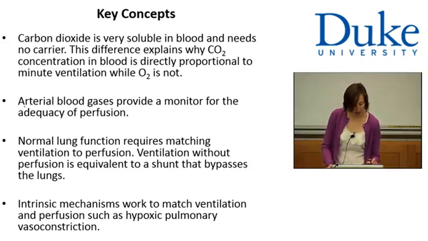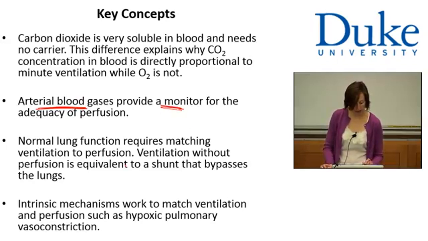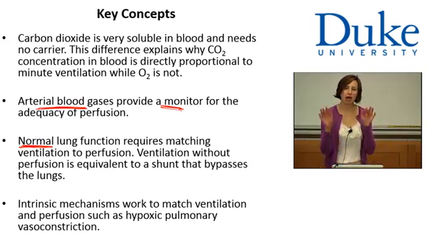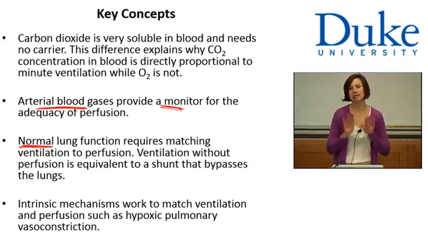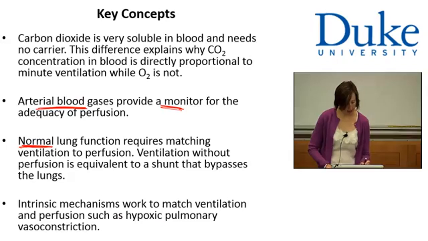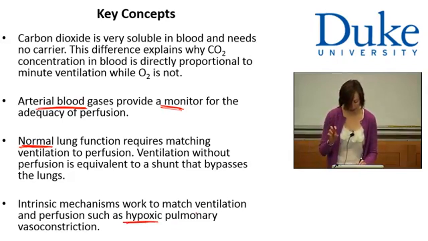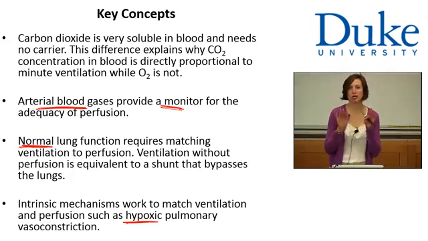The arterial blood gases are going to give a monitor for the adequacy of perfusion. And even in a normal lung function, we're going to have to worry about trying to match ventilation and perfusion, and it's not going to be perfect. And we have compensatory systems built in to try to keep ventilation and perfusion as close as possible.